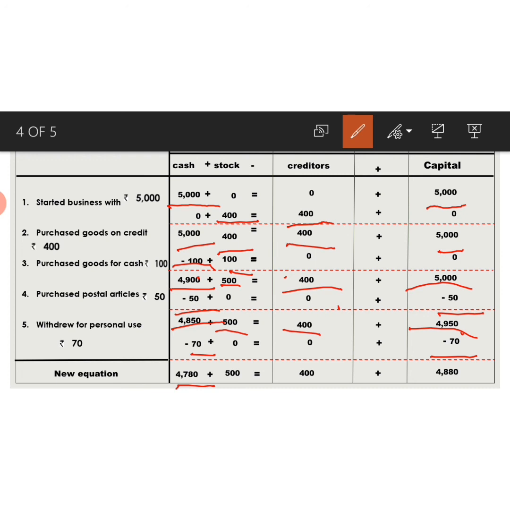Again, 500 plus 0 is equal to 500. 400 plus 0, that is the creditors, so it is again 400. And 4,950 minus 70 is 4,880. And there is one more thing: if you add this 4,780 plus 500, and this 400 along with this capital, you will get the same amount. That proves that assets equal liabilities plus capital.